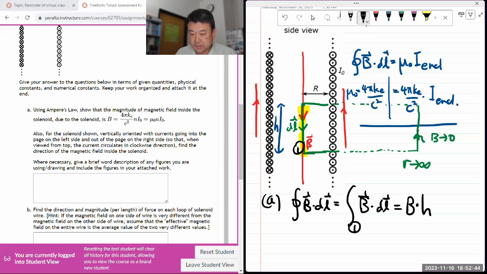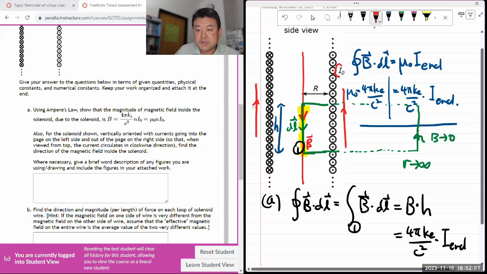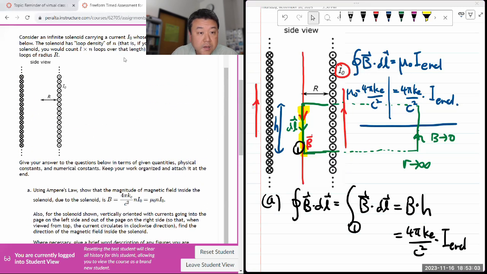And we say this is equal to 4 pi k over c squared times current enclosed. And now I need an expression for current enclosed. I have this expression, I naught, for current per loop. And I believe I'm told n, the loop density.